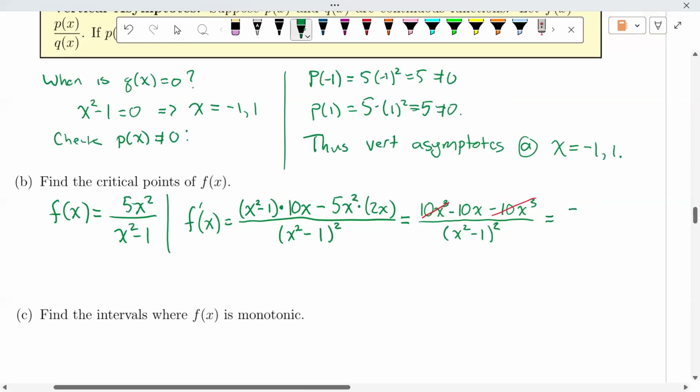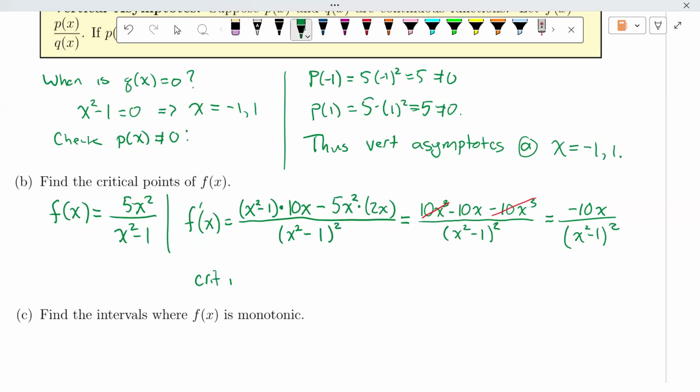So in the end, our derivative is just negative 10x over x squared minus 1 squared. All right, so now the question is, when is this derivative equal to 0? Does anyone see when it's equal to 0? 0, right? That numerator is 0 when x is 0. So we've got a critical point at x equals 0. Are there any points where it's undefined? 1 and -1 again, yeah. So our critical points, maybe I'll write them in this order, are -1, 0, and 1. So there we have it. Those are our critical points.